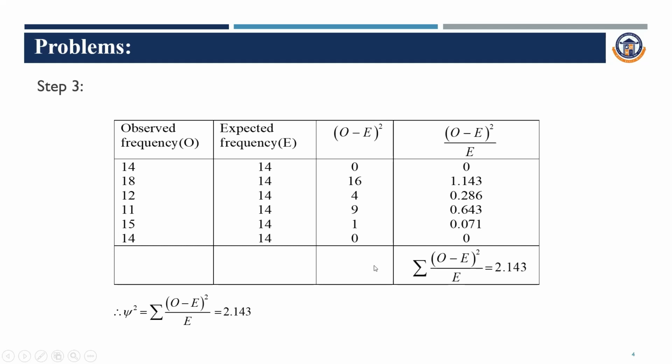Step 3: now we draw a tabular column. In the first column, the observed frequency, which is the given data. Expected frequencies, which we just found, are 14, 14, 14. For all the observed frequencies, the expected frequency is a constant. In the third column, we calculate (O minus E) whole square. The final column is (O minus E) whole square by E. Now we add all these values, the summation. Its value is 2.143. This 2.143 is the chi-square test value.